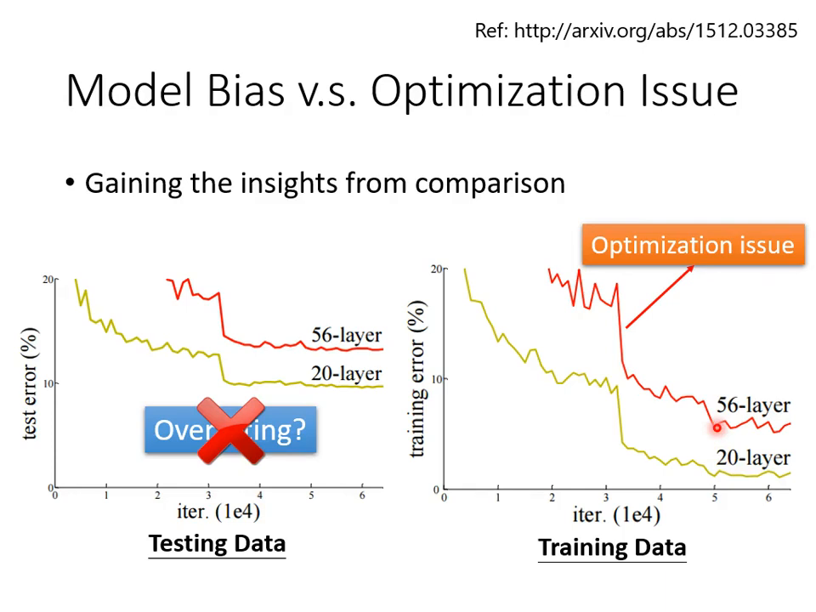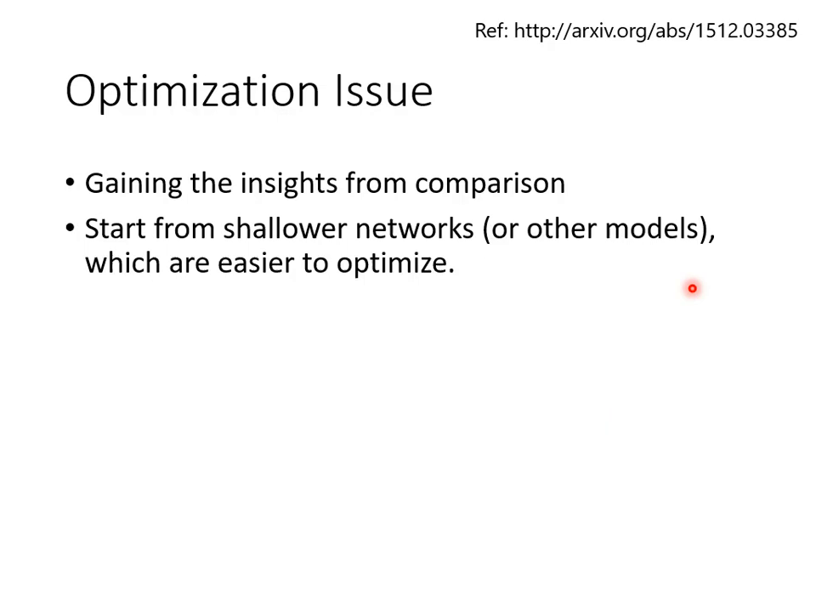So for the 56-layer network, if your optimization is successful, the loss of it should be lower than the loss of a 20-layer network. But for the training data here, the result obviously doesn't match. This is not overfitting. And this is not model bias, either, because the capacity of a 56-layer network is enough. The problem is that your optimization is not strong. The optimization is not good enough. So the previous example can tell us something.